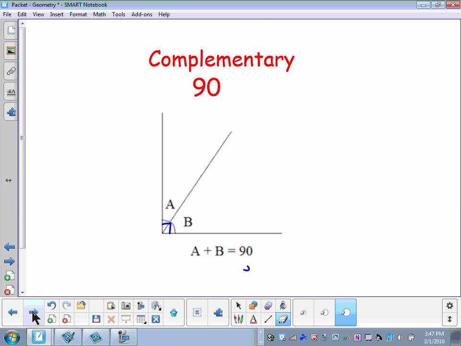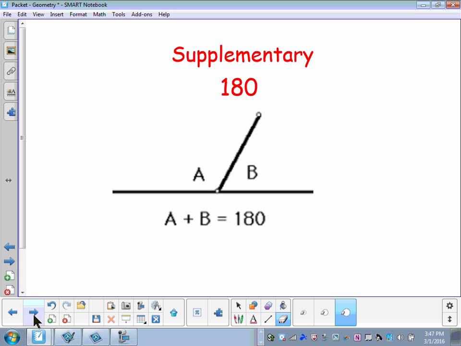So when we're solving these problems, we'll keep these angle relationships in mind. The first one are complementary angles: two angles that add together to equal 90 degrees. Supplementary angles: two angles that add together to equal 180 degrees.